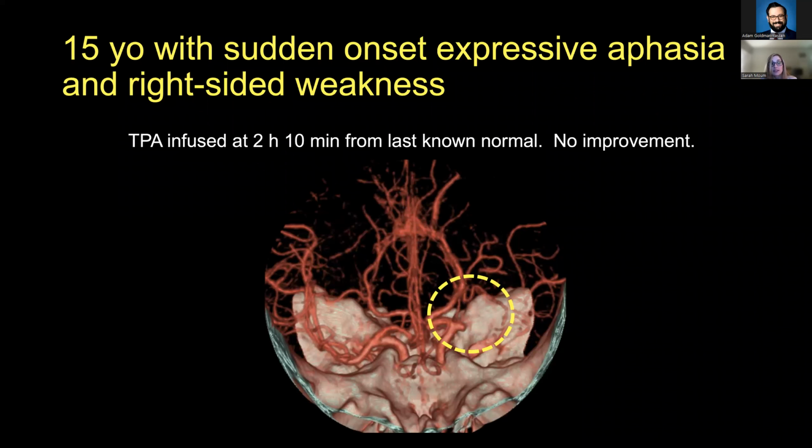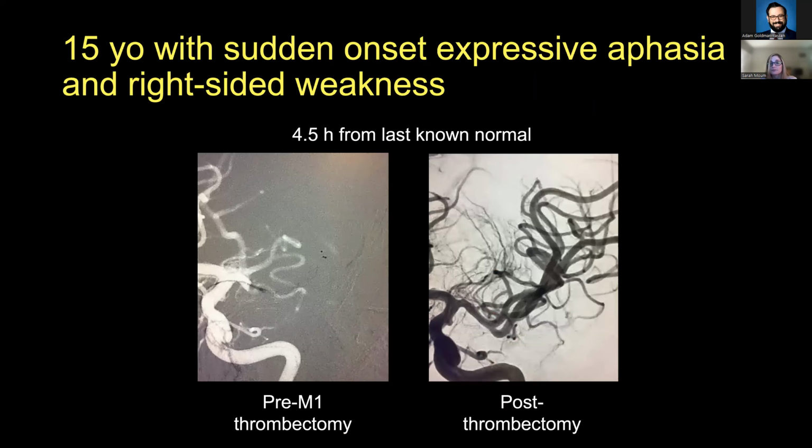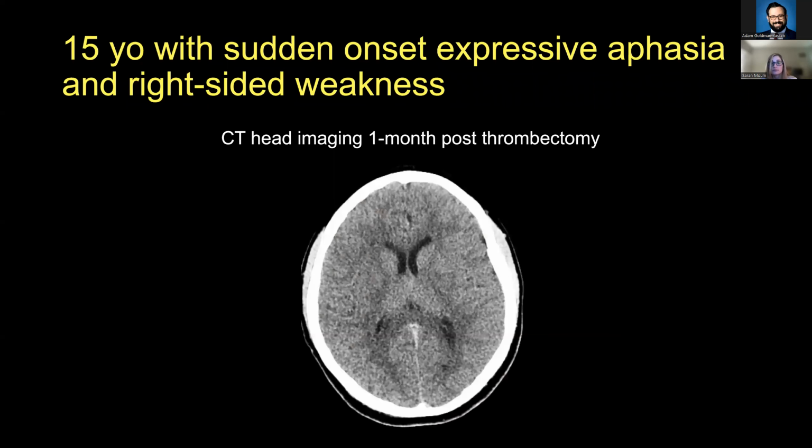The patient was given TPA at 2 hours and 10 minutes without improvement. Subsequently, the patient was taken for thrombectomy at 4.5 hours from last known normal. We can see here the pre-thrombectomy image showing the MCA occlusion, and the post-thrombectomy image at screen right, demonstrating successful recanalization. This is the patient's CT imaging 1 month later, which is completely normal.